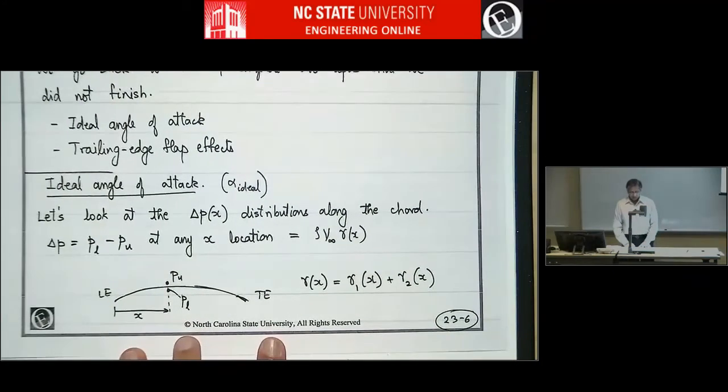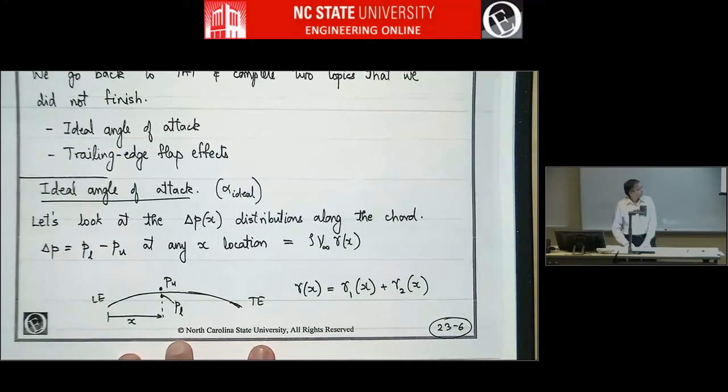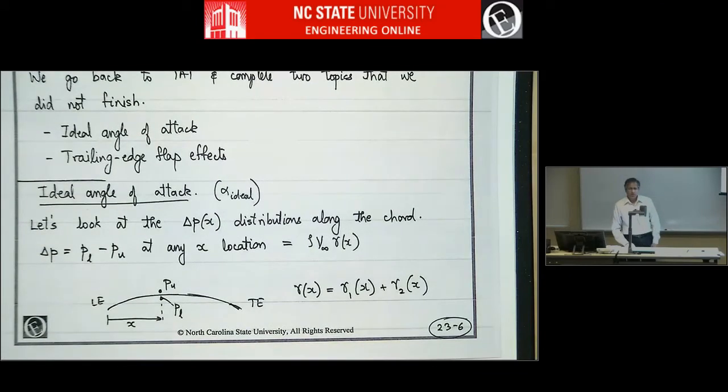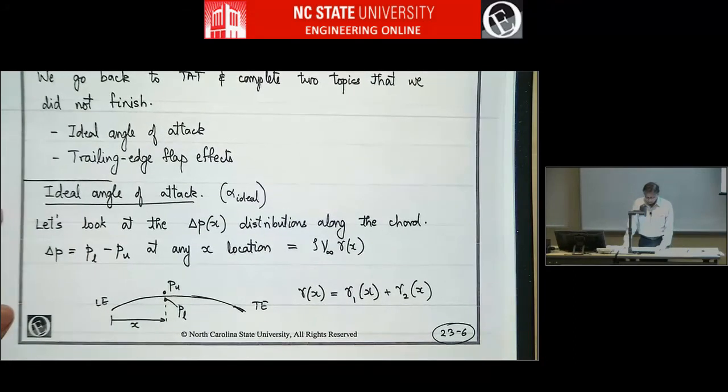So ideal angle of attack. This is not discussed very much in textbooks these days. I think it was something that was in many old textbooks, but for some reason it's just sort of fallen out. So what is this ideal angle of attack? To talk about that, let's look at the delta P distributions along the chord.